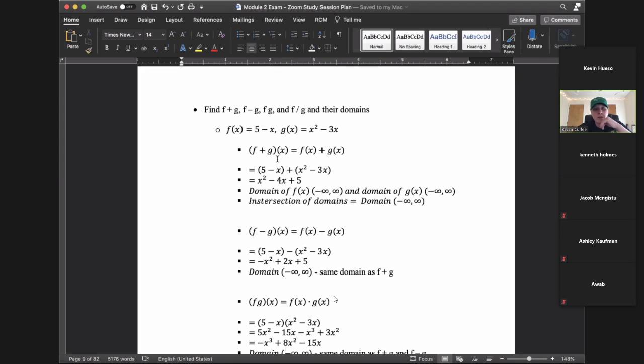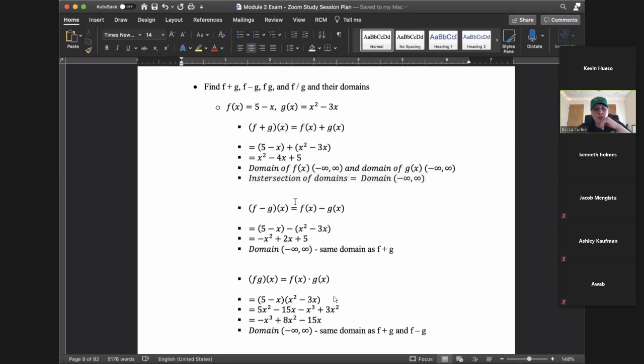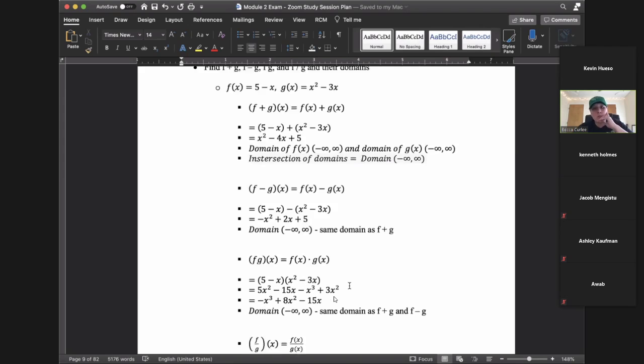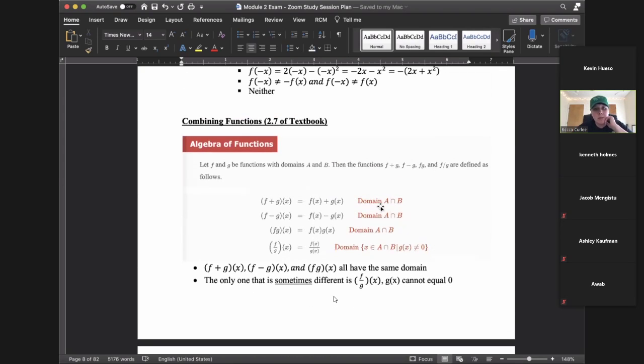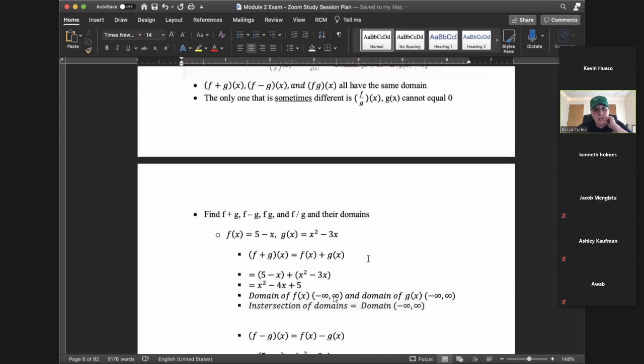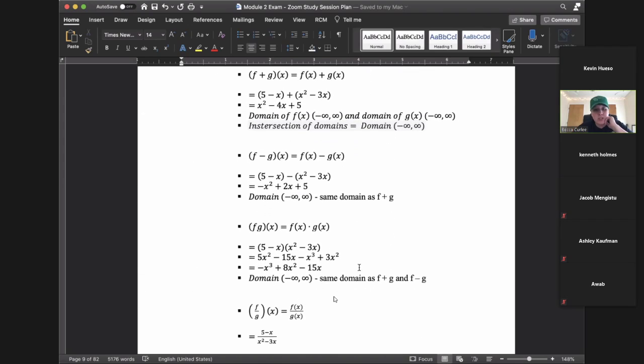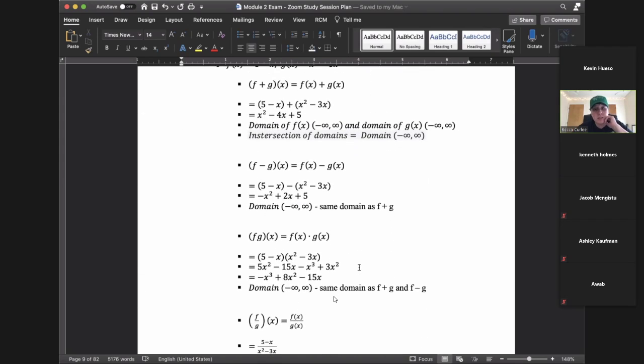So once you've found f plus g of x, you already know that f minus g and fg are both going to be negative infinity to infinity. You can check it if you want to, but you don't have to do that work over again, because you already know, according to this property up here, they're all going to be the same. The only one that's different is f over g of x. Sometimes it's still the same.